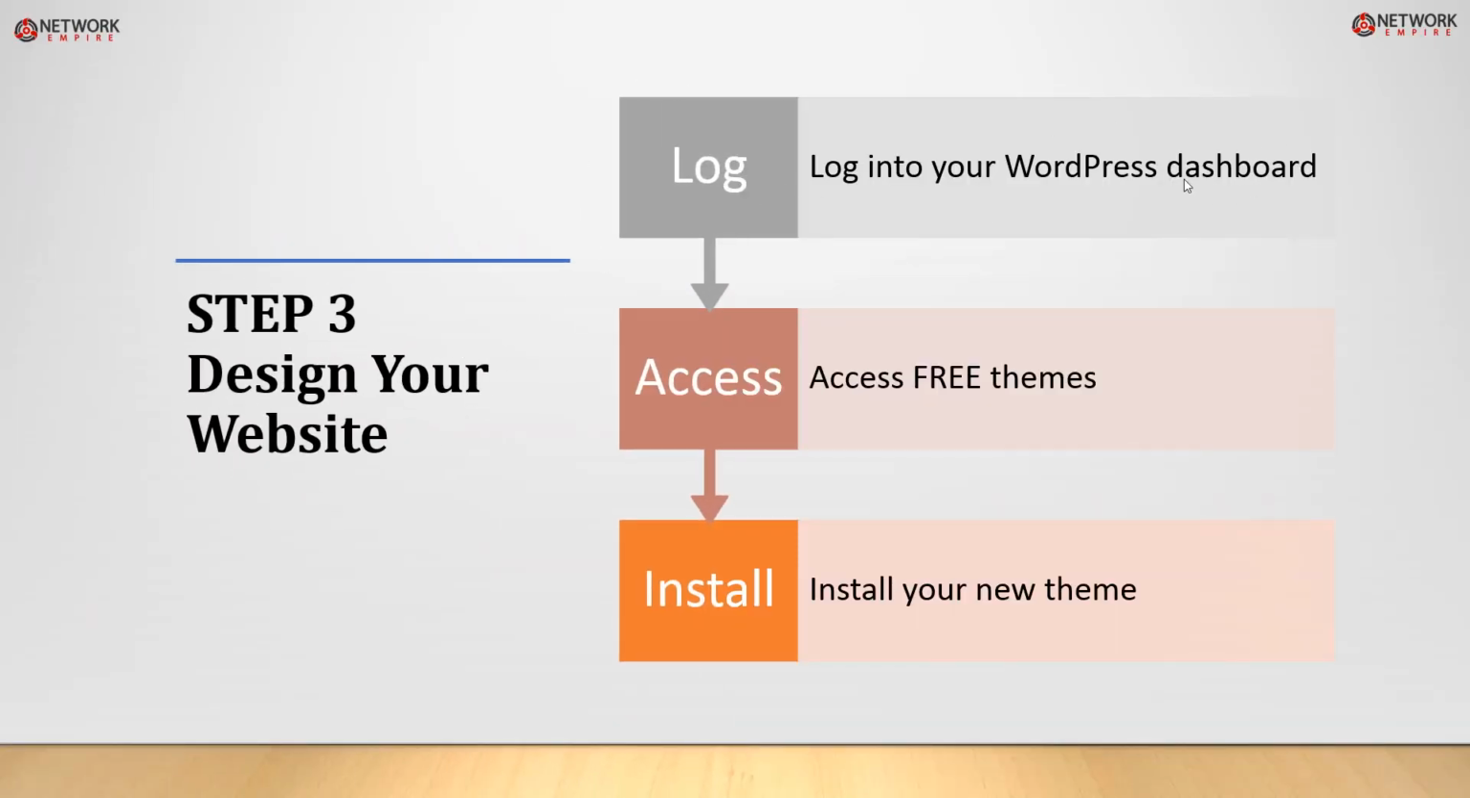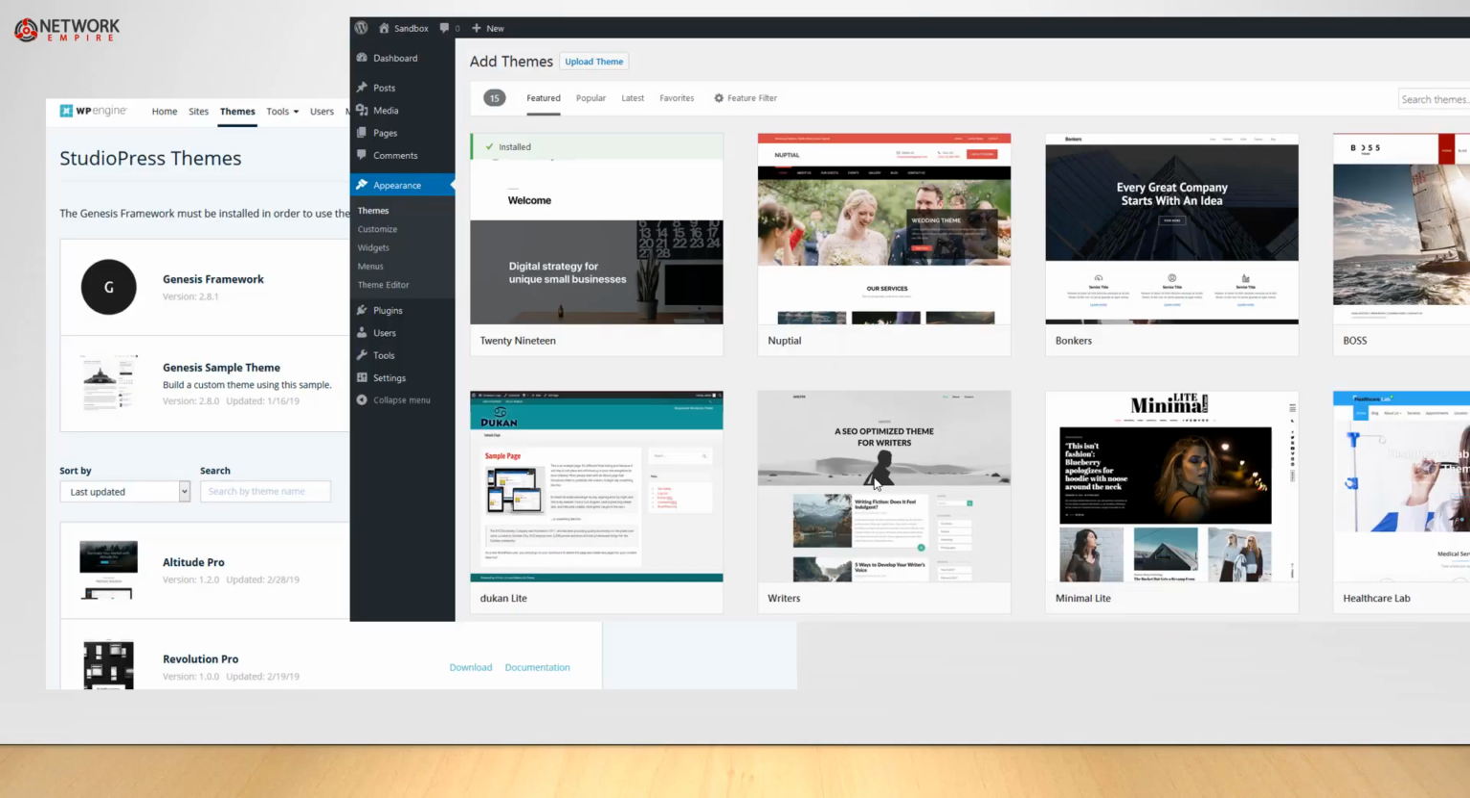So you're going to basically log in, go to your dashboard, go to Appearance, Themes, access free themes, and then you can install your themes. Now with WP Engine, they give you access to the Genesis framework and Genesis simple themes, and you can simply download these and upload them by clicking the upload button under Appearance, Themes, Upload. You can upload the framework and all the skins here, or you can use the default WordPress themes that come up.